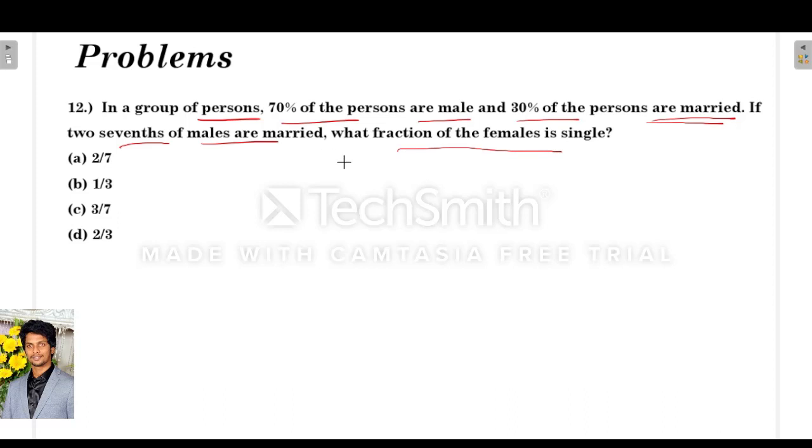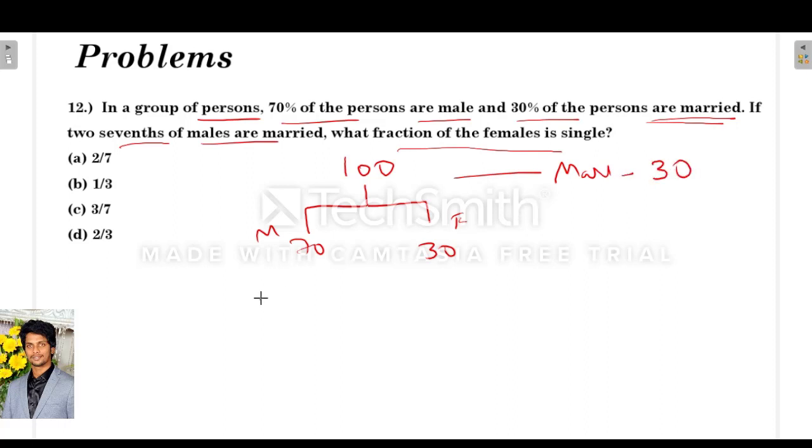So again the same. Let us assume there are 100 persons in the group. So they are telling 70 are male, and so that means 30 will be female, and 30% of persons are married. So married is 30. They are again telling 2/7 of males are married. So 2/7 of males means 20 are married. So out of 30, males are 20, means females are 10. So 10 females are married.